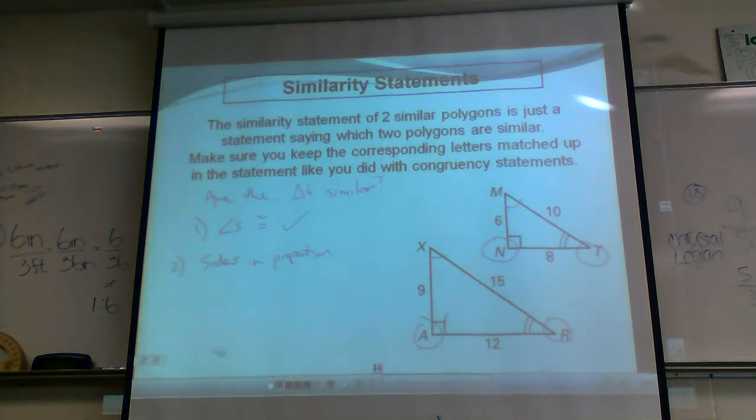So now it would be a matter of you writing out that statement of proportionality, such as XA over MN. You guys agree these two probably correspond to each other? Yeah. Okay. It'll be like XR over MT.